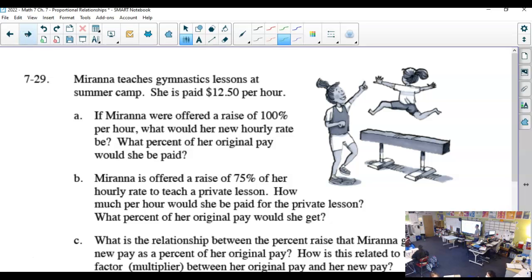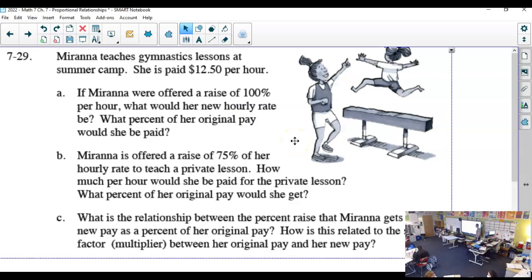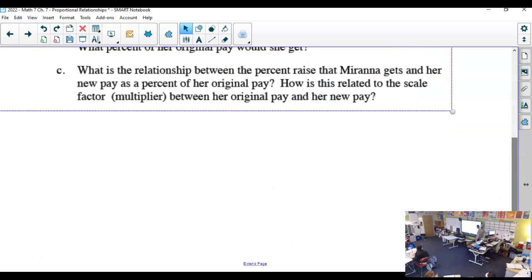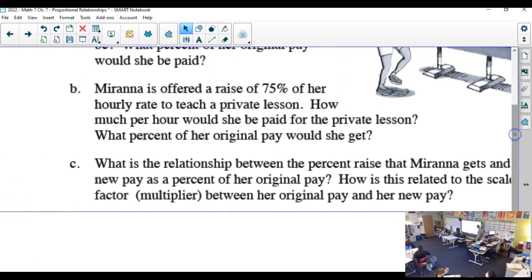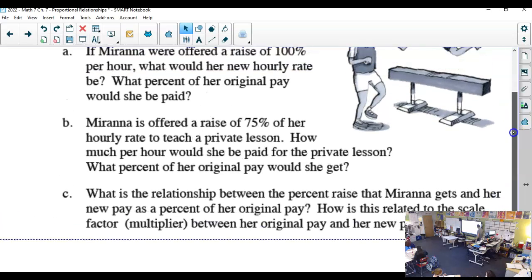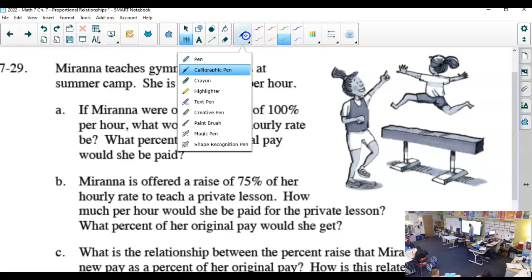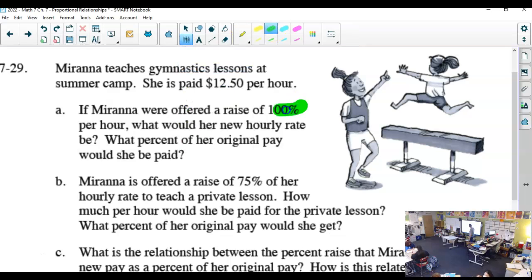Try this one. I bet you guys can solve this in the 4 minutes we have left. Marina teaches gymnastics at summer camp. She's paid $12.50 per hour. That's the original pay. I scooched this too far. If Marina were offered a raise of 100%, talk with your team real quick. You got 60 seconds to talk about what does this mean if you were offered a 100% raise.